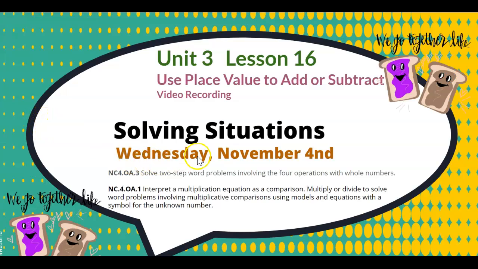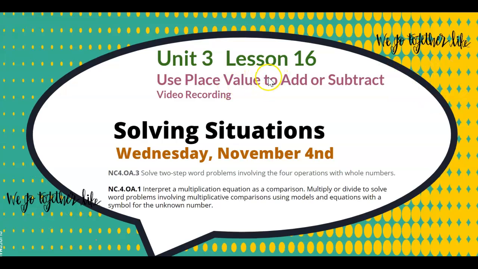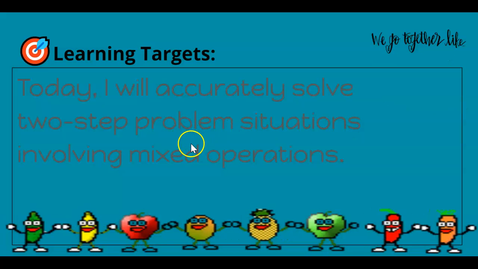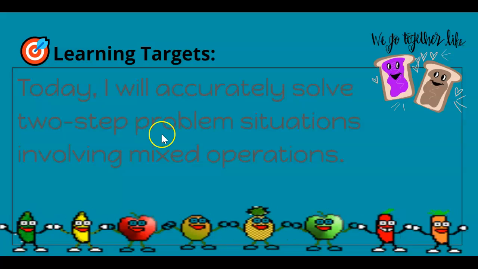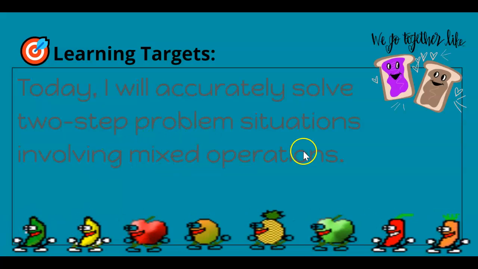Today is Wednesday, November 4th, and today we'll be going over lesson number 16. And our specific lesson today is about solving situations. Our learning target today: I will accurately solve two-step problem situations involving mixed operations.